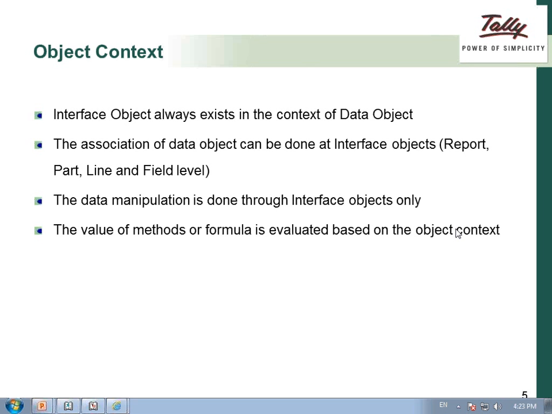The remaining 8% to 9% will be done at the report level, and the remaining 2% is done at the path level. We do connect objects at field level, but that's again the rarest of the rarest cases. So we may require to do it at all the levels, or we may require to do it at only one level. It completely depends upon the usage, the utility, or the output that you require.